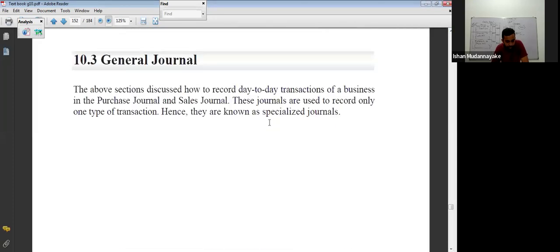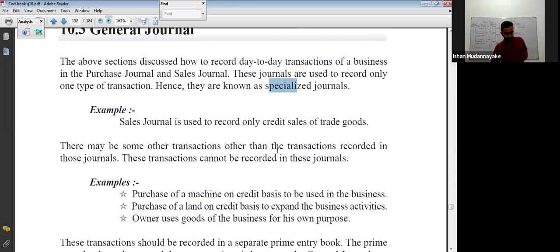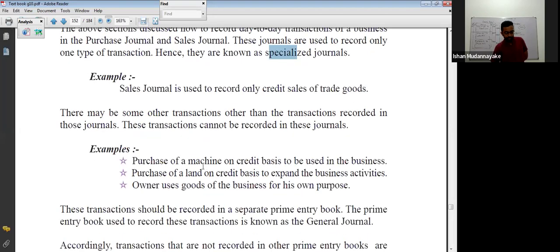Those are called specialized journals. Purchase journal and sales journal are called specialized journals because we record one kind of transaction in each of them. And here you can see some examples of transactions that we can record in the general journal. You can write down these examples.